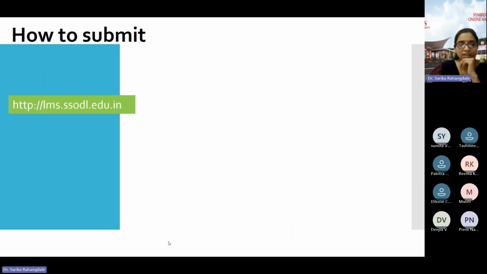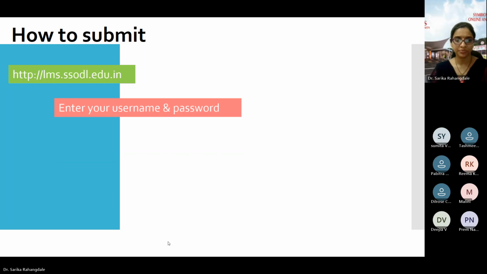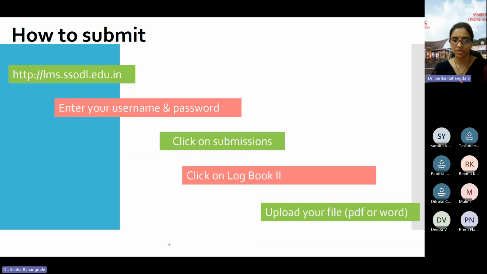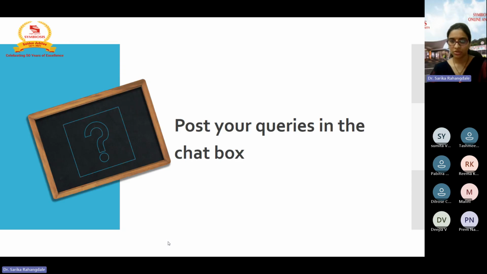Okay, and you are aware how to submit your report in the LMS. You have to log into your LMS with username and password. You will click on submission and submission will be done. If you have any query, you can unmute and ask.